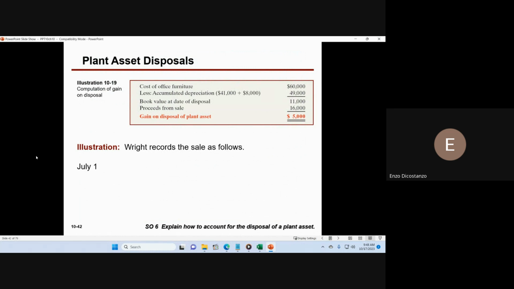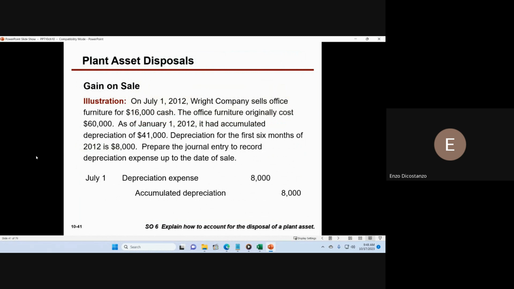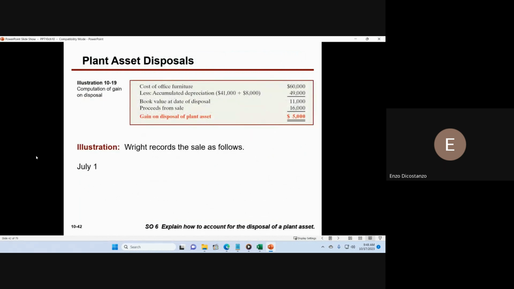The proceeds were 16,000. Book was 11 because you wrote off 40 here. It says you wrote off, yeah, with the 8,000 you wrote off 49,000. 41 plus 8,000 is 49. The book is 11 and you sold it for 16, so your gain is 5.